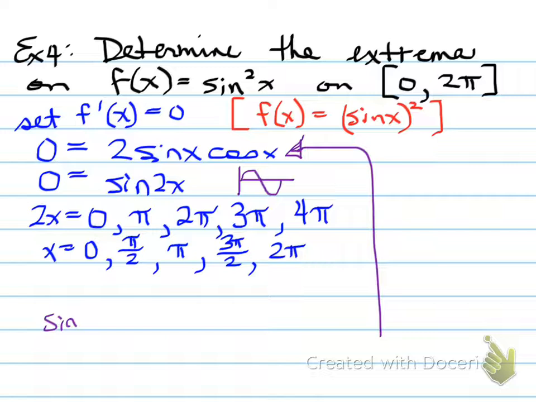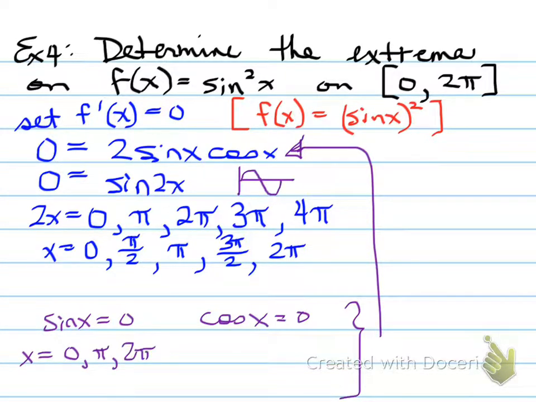Now, let's say you didn't notice that 2 sin x cos x was sin 2x. Well, you would then say sin x is equal to 0 and cos x equals 0. And guess what, folks? When you draw those out, you'll end up with the same values that we found in blue. Sin x is equal to 0 at 0, pi, and 2 pi, which are found in blue. Cos x is equal to 0 at pi over 2 and 3 pi over 2. Those values are also in blue.